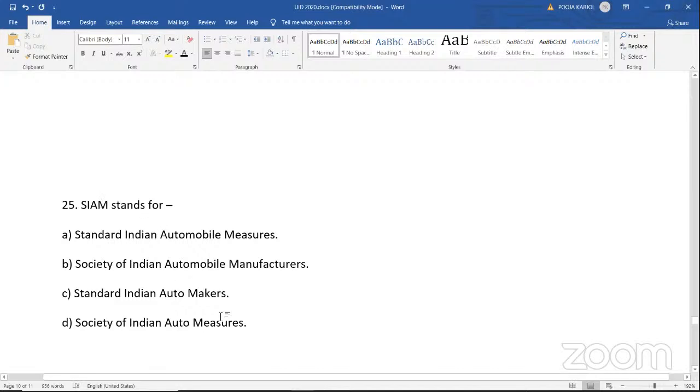SIAM stands for which of these? Standard Indian Automobile Measures. A is one answer. Any others? B. Okay, B is correct: Society of Indian Automobile Manufacturers. It's in New Delhi. The office is in New Delhi.